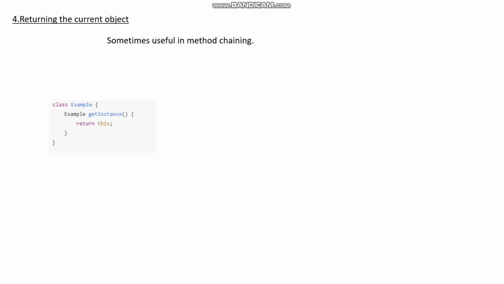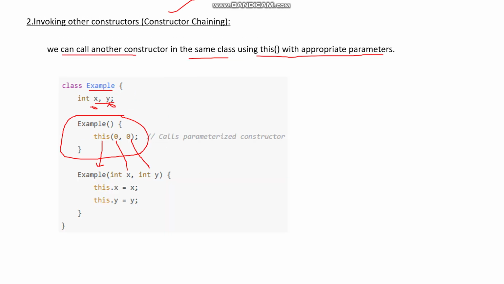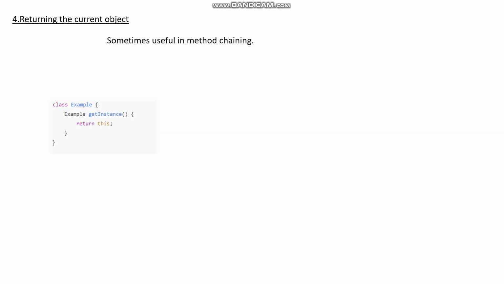Come to the fourth usage, returning the current object. If you want to return the current object data, it is especially useful in method chaining. In the previous case it was constructor chaining, and this is method chaining. Now see this one, class Example, getInstance, return this. Return this means we are returning the current object data to the other method. Here the return type is Example only. Why? Because the class name must be the same. This object is referring to the Example class.